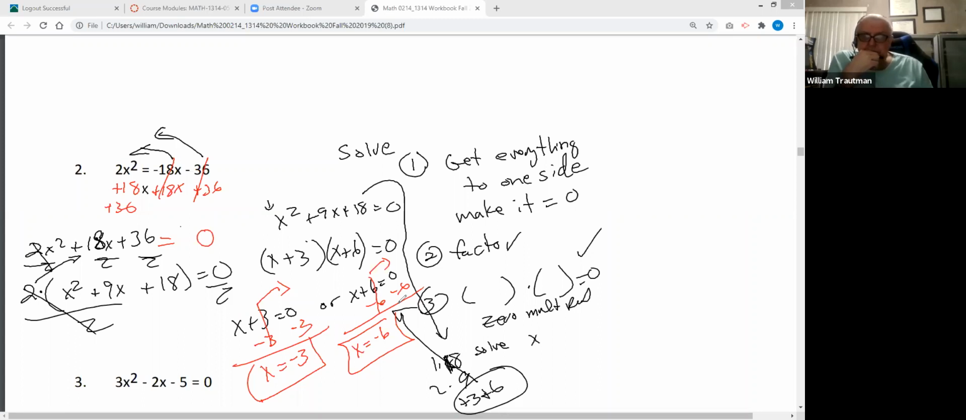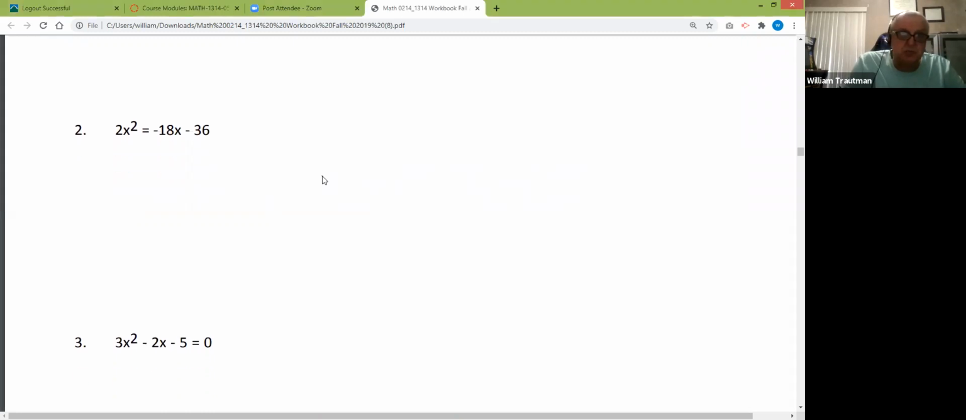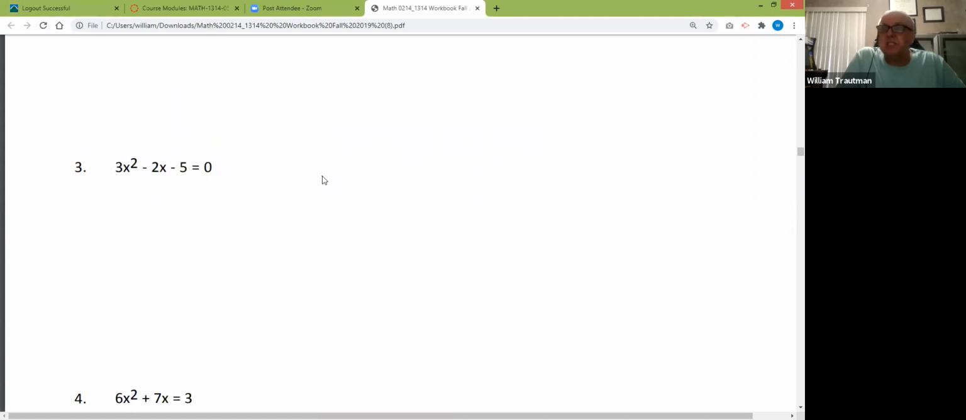All right, let's try number 3. I'm sorry, I feel like I'm rushing. I'm going to try to slow down, especially for number 3. If you look at number 3, there's no GCF. 3, 2, 5, nothing divides out. So I have to factor it.